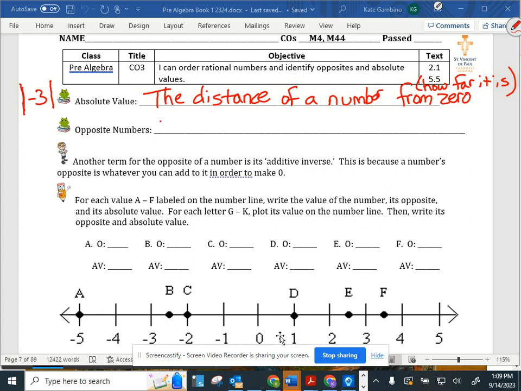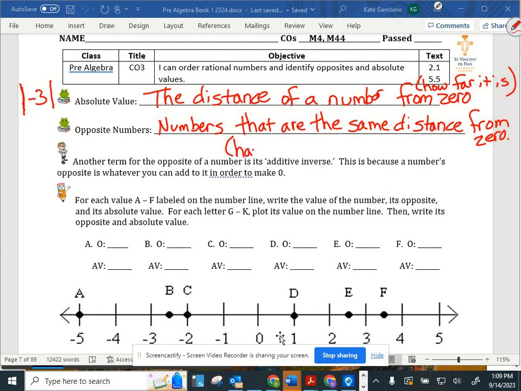Opposite numbers are numbers that are the same distance from 0. So if they're the same distance from 0, they have the same absolute value.